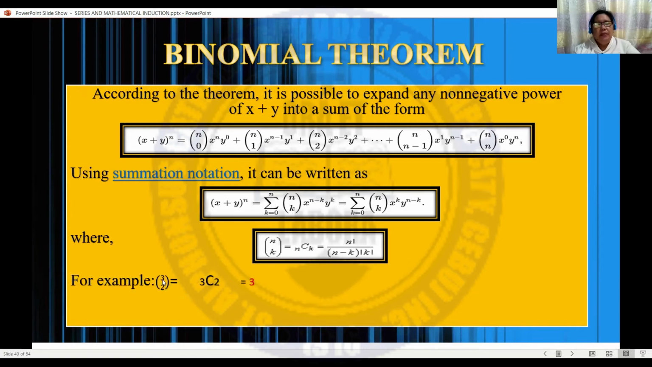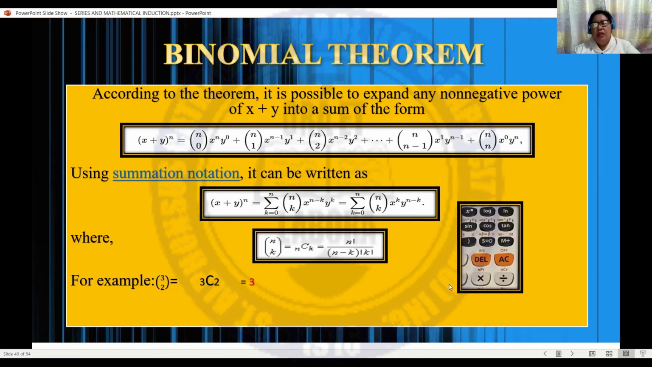For example, 3 choose 2 is equal to 3 combination 2, which is equivalent to 3. And using your calculator, you have this NCR for the combination. All you have to do is to press Shift 3 and this division key, wherein the upper part is the combination or the NCR, then press 2 and then equals, and it will give you 3.